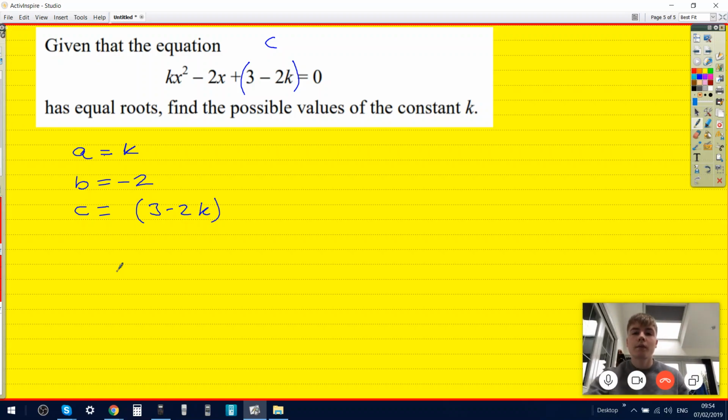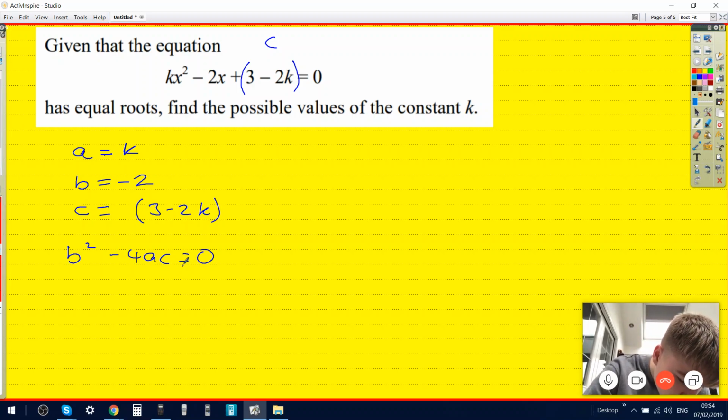Okay, so we'll try this one then. Are we trying this one, sorry? Yeah, let's try it. Equal roots. So equal roots means the discriminant is equal to 0. Let's do it straight into the calculator. And just don't forget to write it down for your method mark.